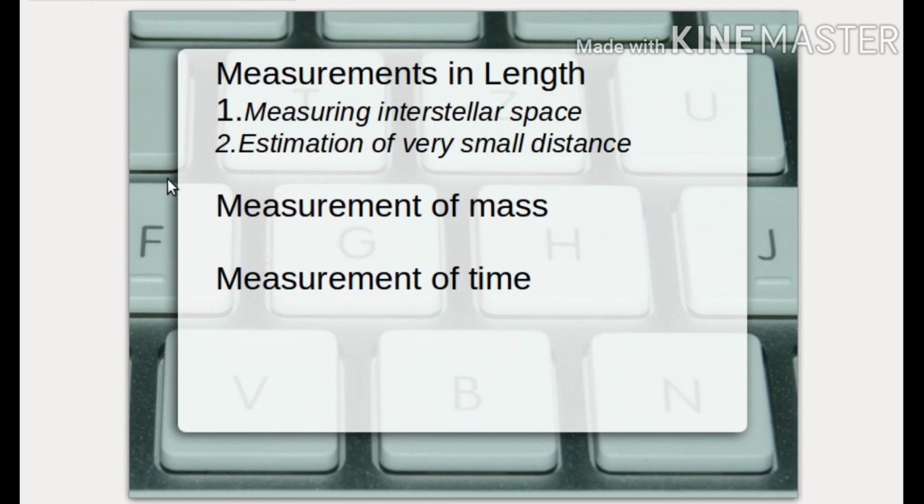in measurement we will measure length. In length we will measure interstellar space, means the distance between star and star and many more distances which are very large. Then we'll measure masses and then thereafter time. Okay, so let us see how many things are required for this analysis.